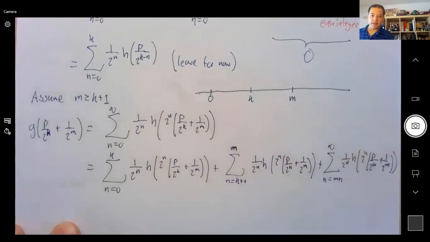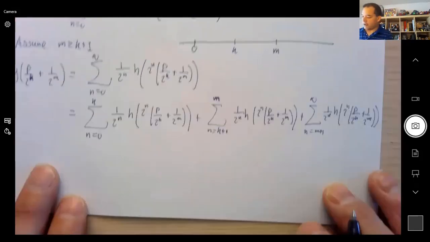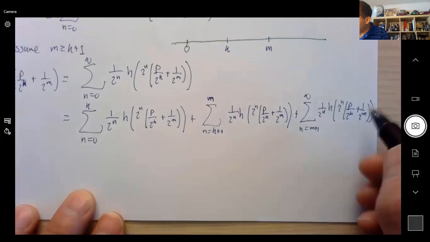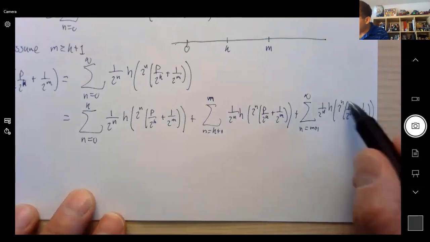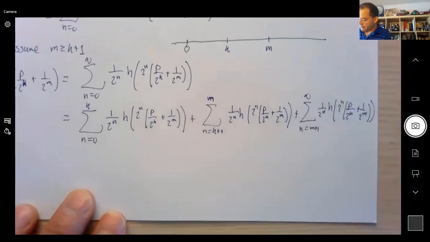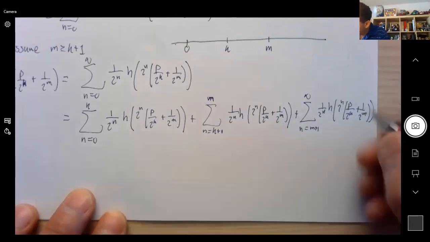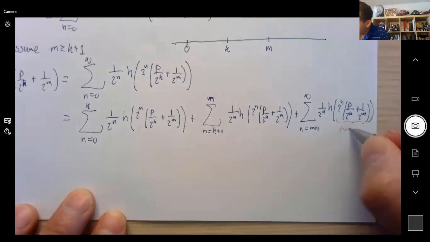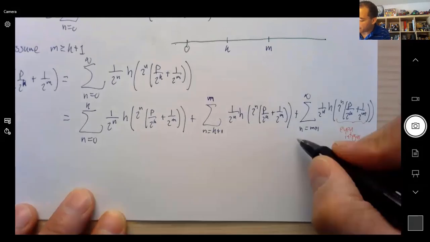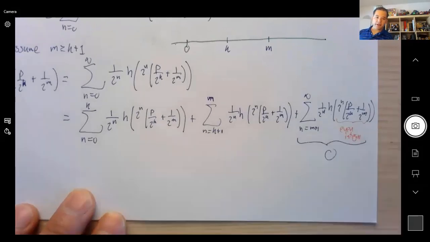Okay. Now, same as before, see, this one over here, the 2 to the N will cancel the 2 to the K and the 2 to the M and still have at least 1 extra. So this will be even. So this will be an even integer. So this infinite sum, which is the problematic one, is 0. All right? So we're done with that part.